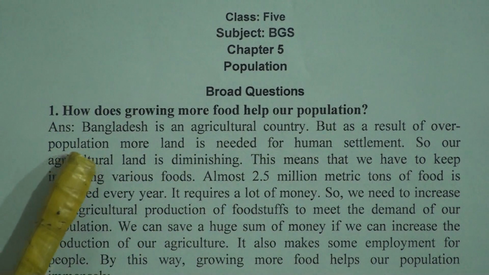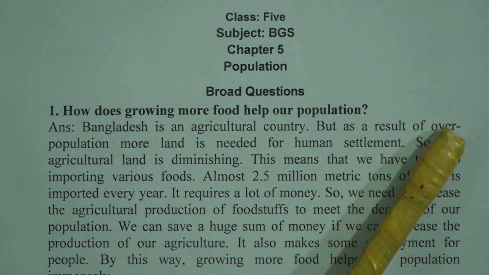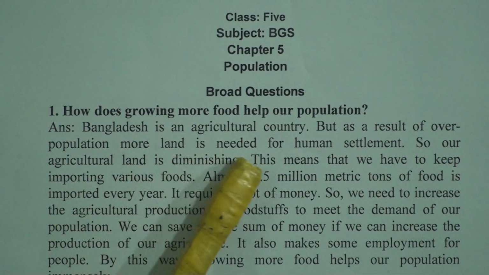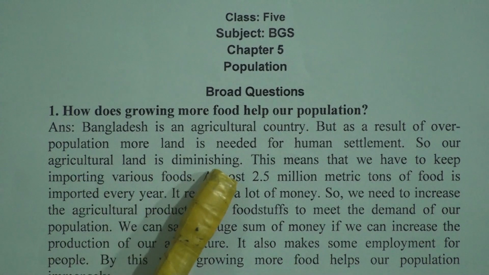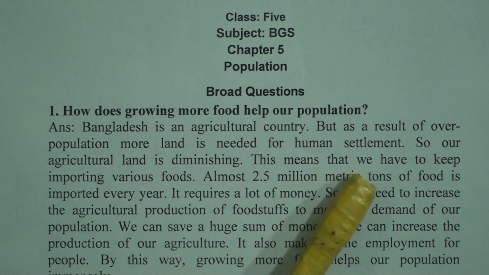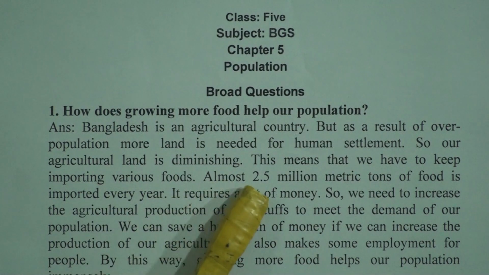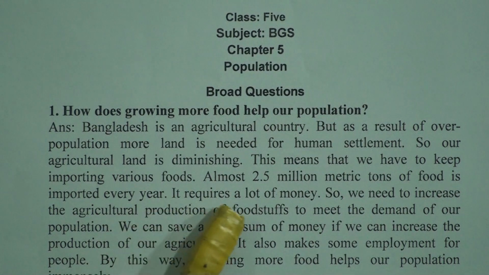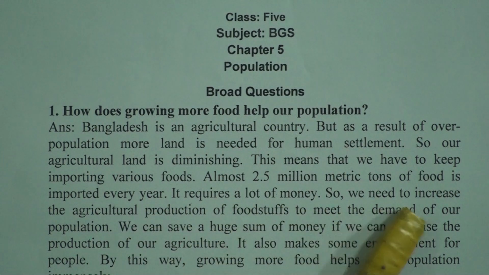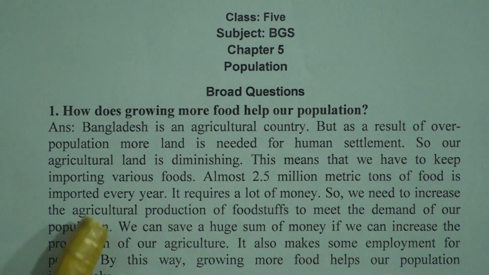And the answer is Bangladesh is an agricultural country, but as a result of overpopulation, more land is needed for human settlement. So our agricultural land is diminishing. This means that we have to keep importing various foods. Almost 2.5 million metric tons of food is imported every year. It requires a lot of money. So we need to increase the agricultural production of foodstuffs to meet the demand of our population.